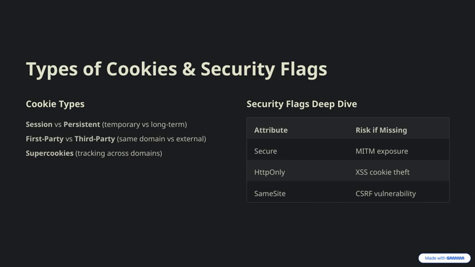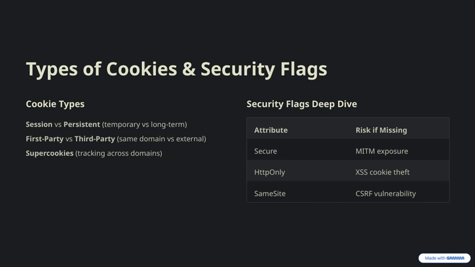Now, moving on to security flags. These are attributes you can set on cookies to improve security. The first is Secure. When a cookie has this flag, it's only sent over HTTPS, reducing the risk of man-in-the-middle attacks. Then there's HttpOnly, which prevents client-side scripts from accessing the cookie, helping to guard against cross-site scripting, or XSS, attacks that steal cookies.